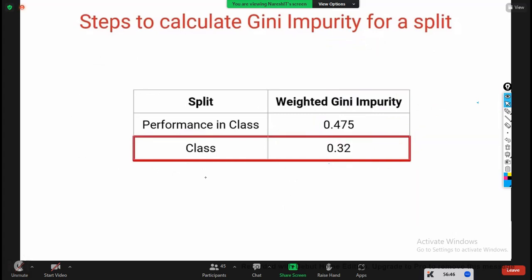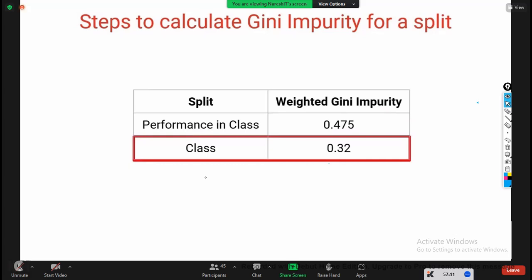Now which one do I have to select as my root node? Which one has to be selected as the root node? Class should be selected as the root node and the decision tree should be started. In that way, the decision tree will start. Is that clear? If you have 10 columns or 20 columns, which column will be selected as the root node is the interview question.